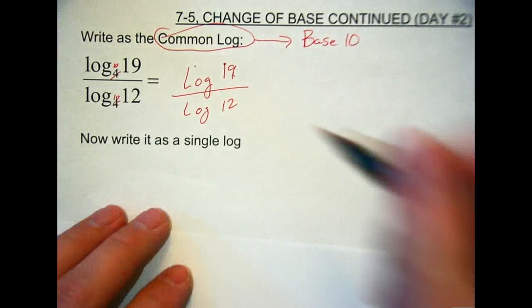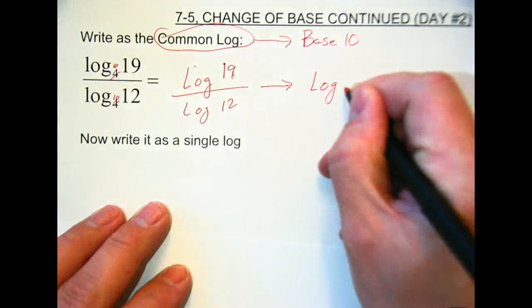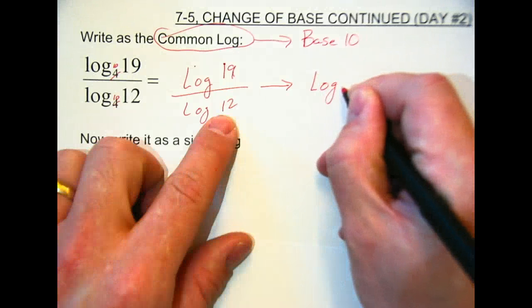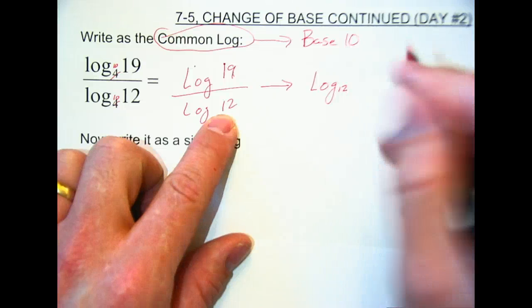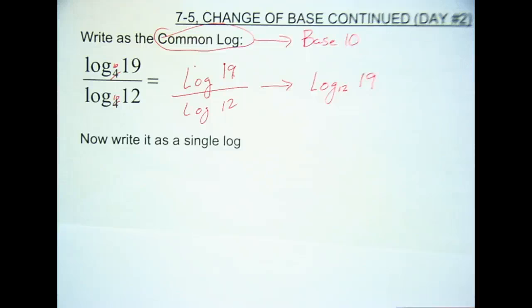Okay, so if I'm writing it as a single log, what goes to the base? Good. What's in the basement, right? 12. And then what's here? 19. Log base 12 of 19. That is my single log. Okay.